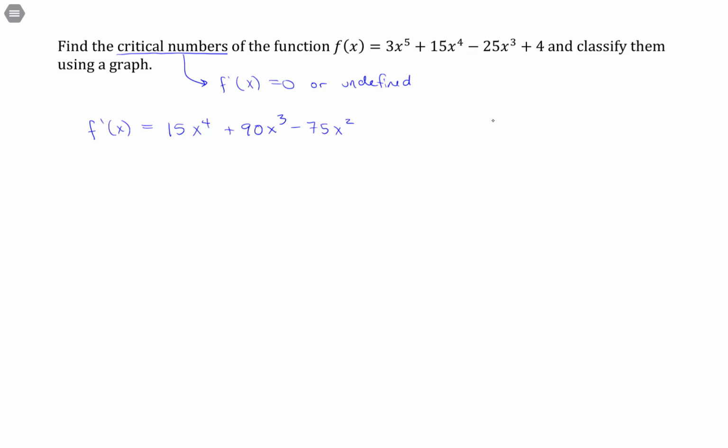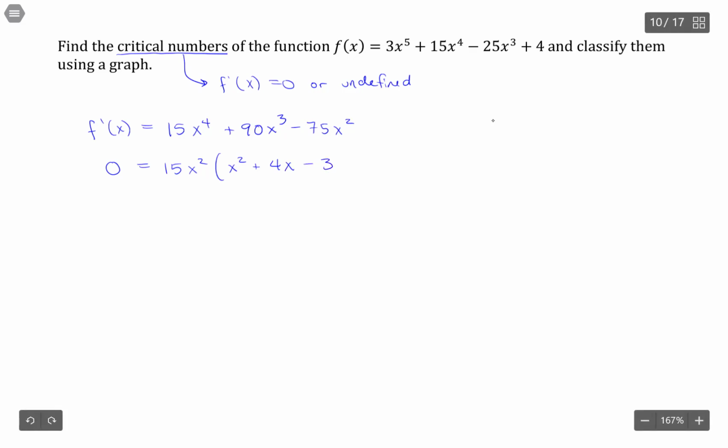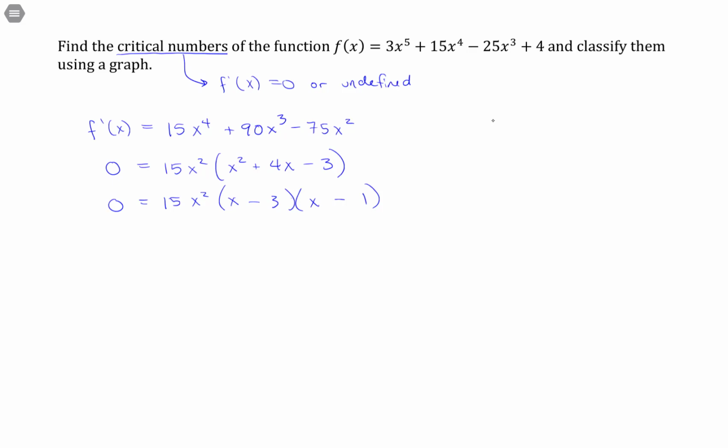And it certainly looks like I have some things I could pull out as common factors, which is great. It's probably going to make the next steps a little bit easier because I do now need to set this equal to 0 and solve. So the common factor here looks like it is 15x squared. So that would leave me x squared plus 4x minus 3. And let's see if this factors. I believe it will. I have 3 and 1 here and both values are negative. Oh, nope, that's not going to work.